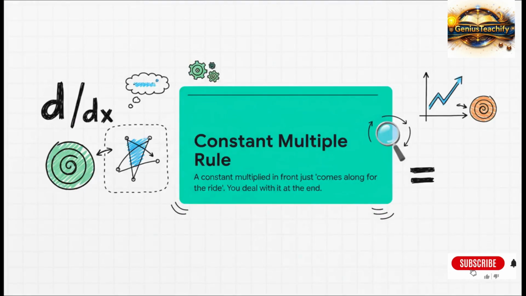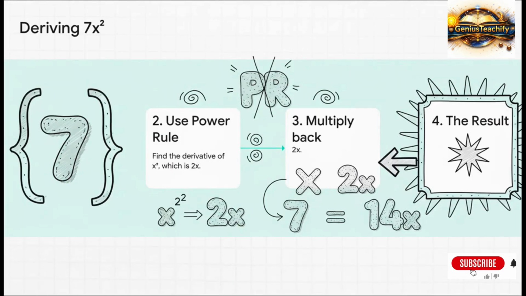So, what do you do if there is a number multiplied out front, like 7x squared? It's actually super easy. The constant multiple rule just says that number, the constant, just comes along for the ride. You kind of ignore it for a second, find the derivative of the x part, and then just multiply it back in at the end. Let's try it with 7x squared. First, we just park that 7 off to the side. Then we take the derivative of x squared, which we already know is 2x. And for the final step, we just multiply that 7 back in. So 7 times 2x is 14x, and we're done.